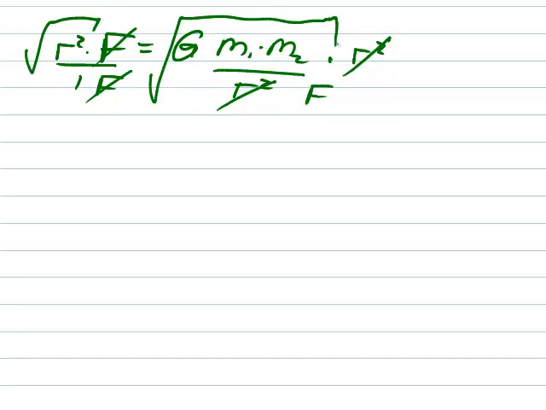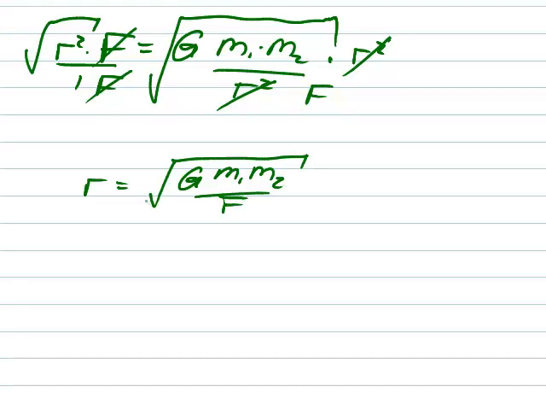Again, it looks a bit messy because I've done all the steps on top of each other, but let's go ahead and write it out nice and neat for our final result. The square root of r squared is r is equal to the square root of big G m1 m2 over F. Keep in mind that the square root covers this entire thing. G m1 m2 over F is all under the square root sign.